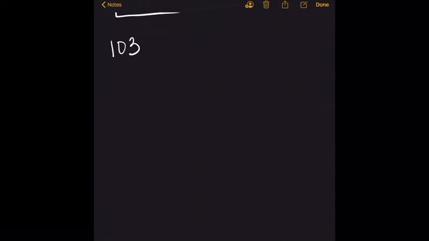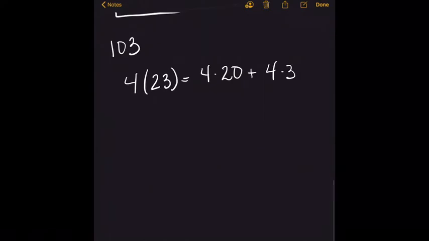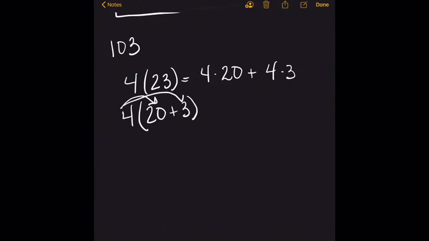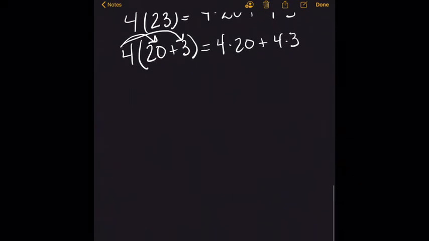So if you look at what I have in my notes, I said that 4 times 23 can be calculated by saying 4 times 20 plus 4 times 3. Okay, well, we could have written 23 like this, 4 times 20 plus 3. And here we can distribute our 4 across the addition. And you can see it better. 4 times 20 plus 4 times 3. This is the distributive property. Okay?